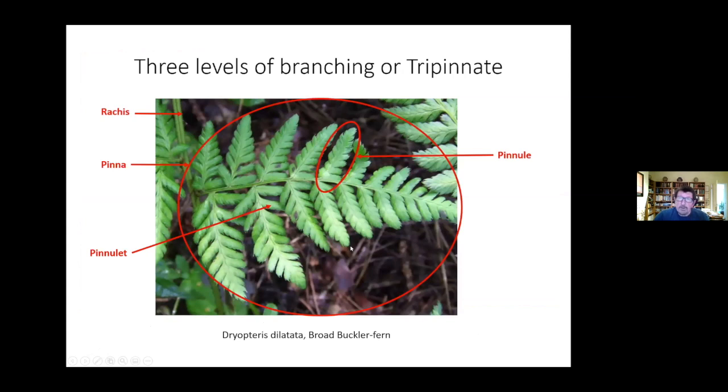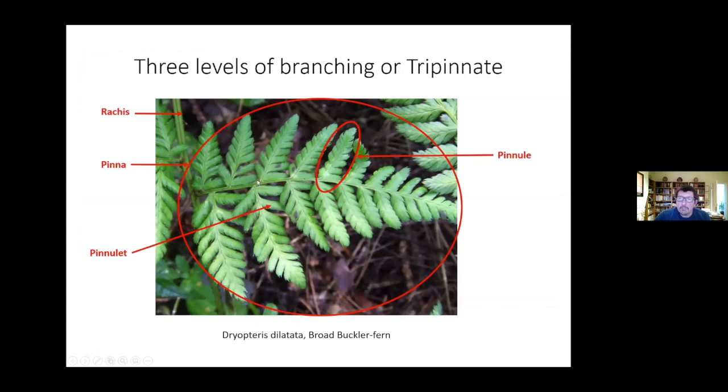We come to the extremely complicated ones, the three levels. So I've put some lines on. This is the main rachis here. This is the pinna. This is the pinnule, and this is the pinnulet. So that's one level here, the pinna, two, the pinnule, and three, the pinnulet.